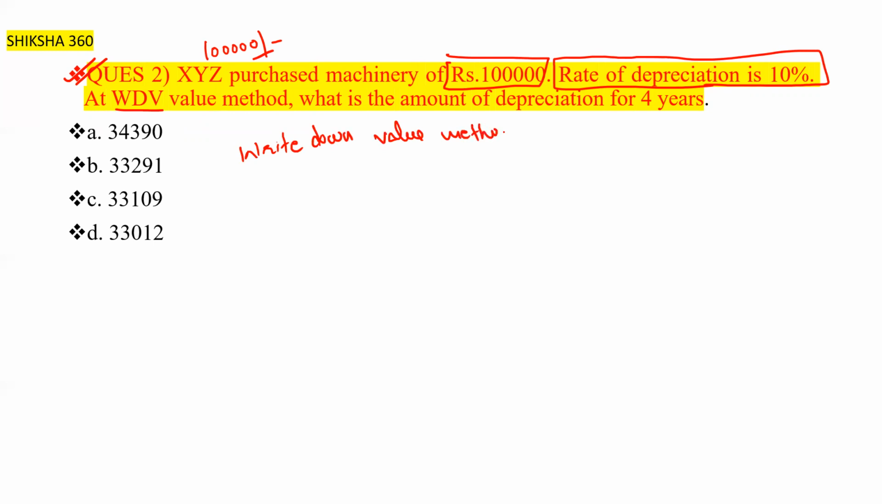What is the amount of depreciation for 4 years at the written down value method? How much amount is to be depreciated within 4 years? So how can we calculate? There are two methods of calculating this type of question.